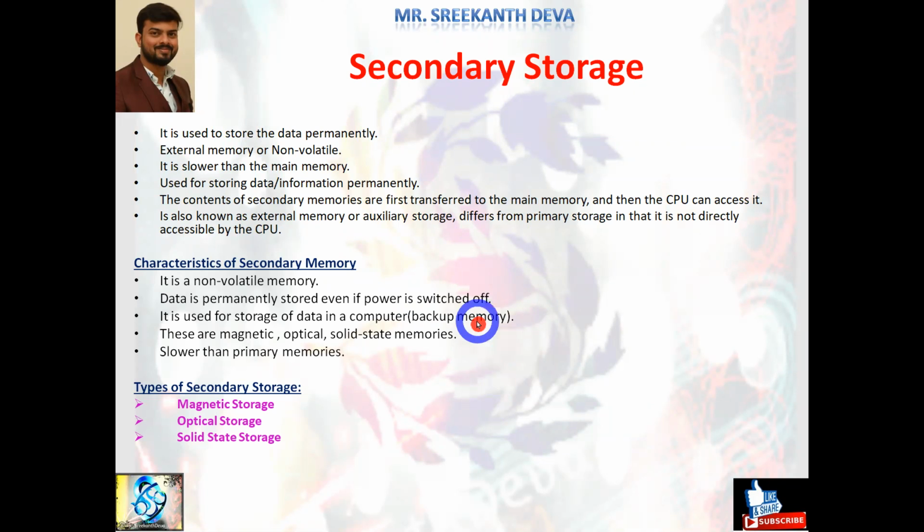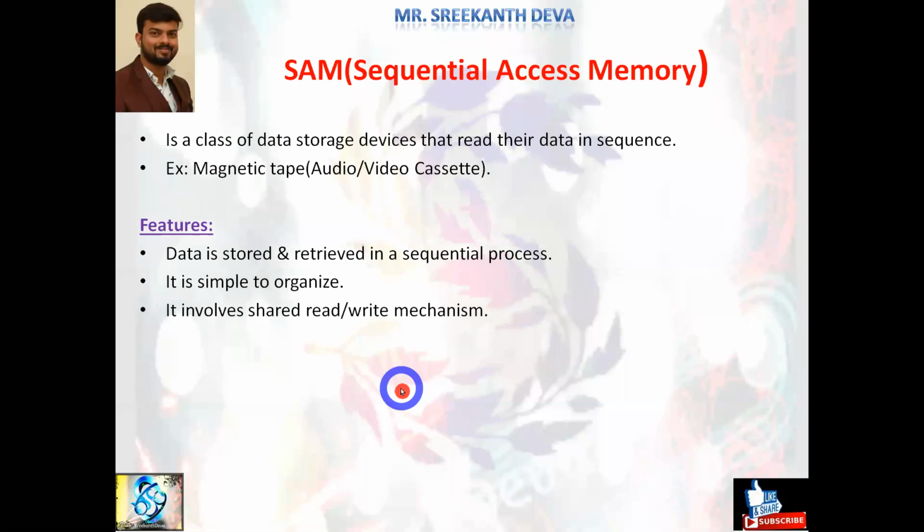That is the reason. See, it is basically categorized into what? Magnetic storage, optical storage, solid state storage. Secondary storage devices are categorized into magnetic storage, optical storage, and solid state storage. We'll discuss one by one. First, before discussing these different types, you need to understand what is SAM.